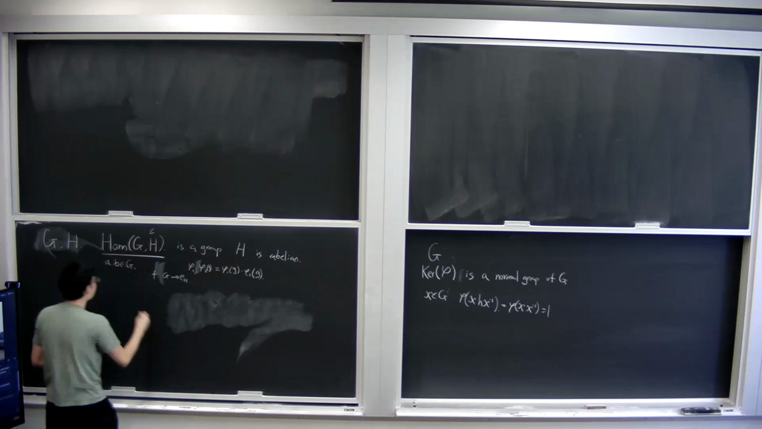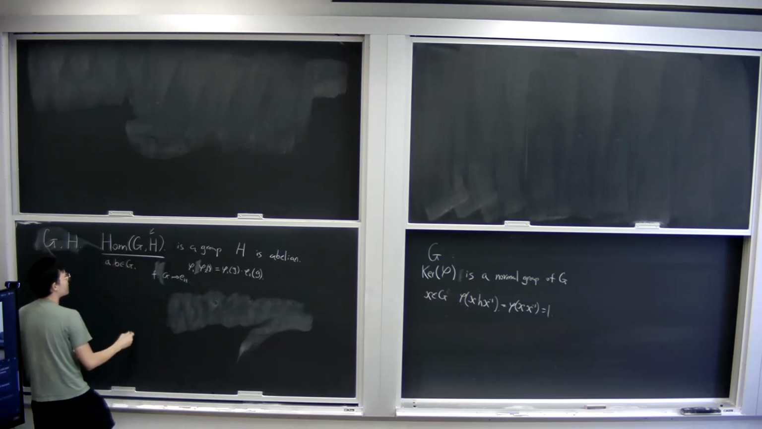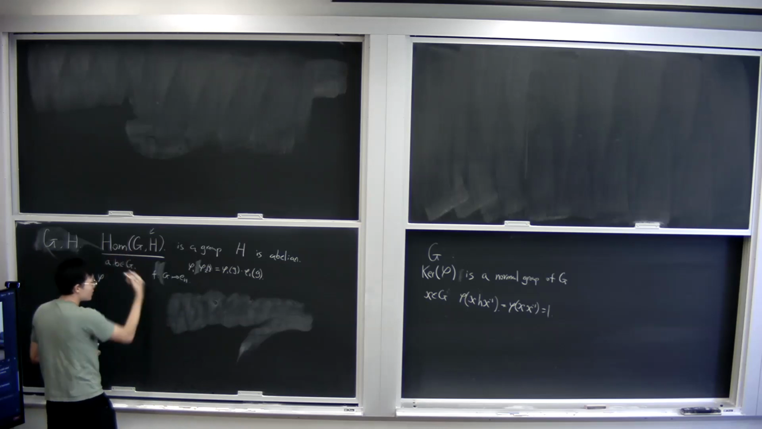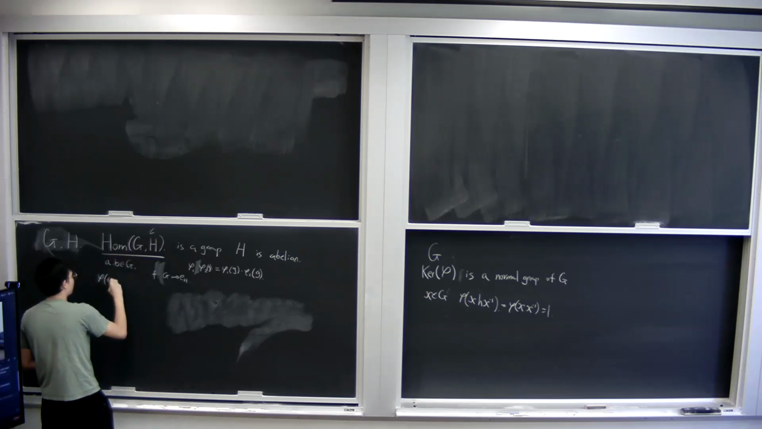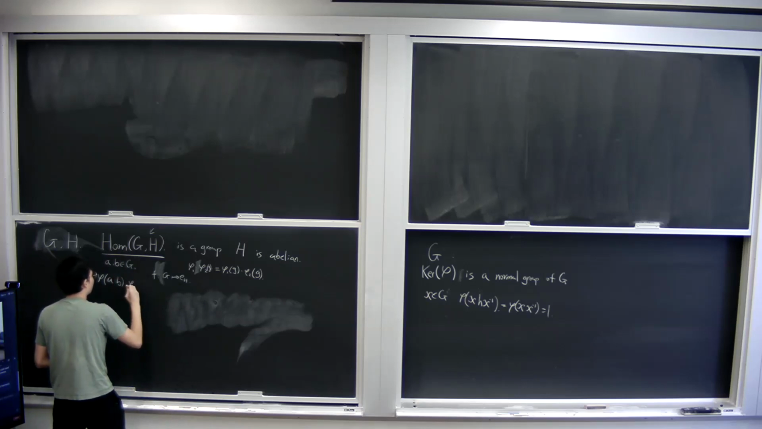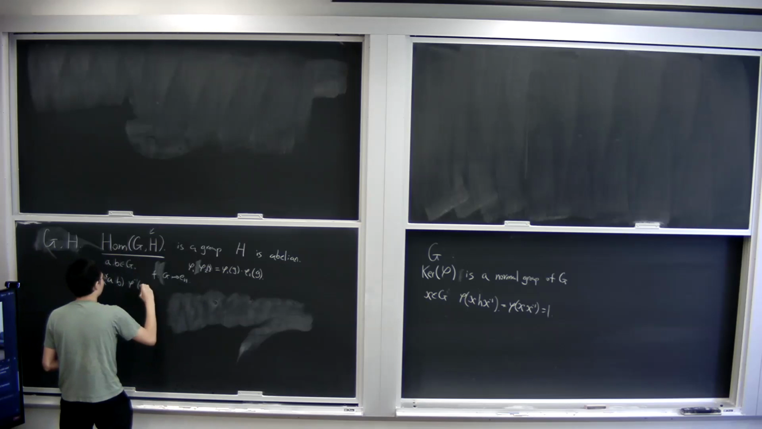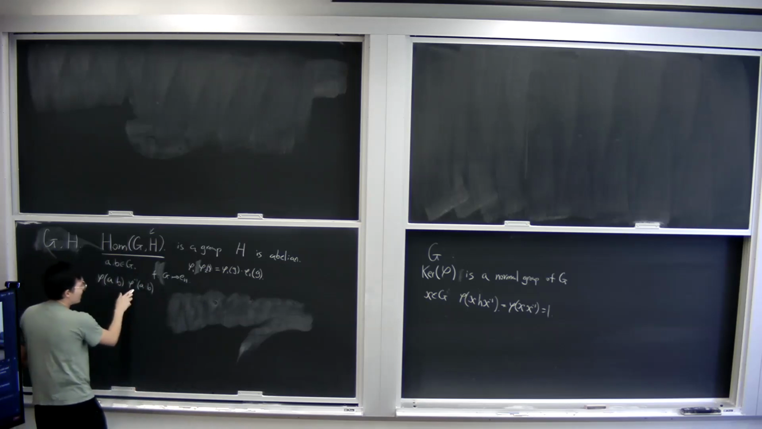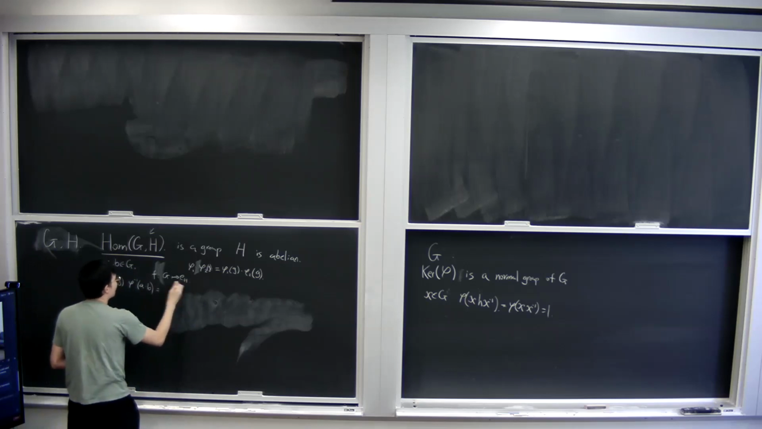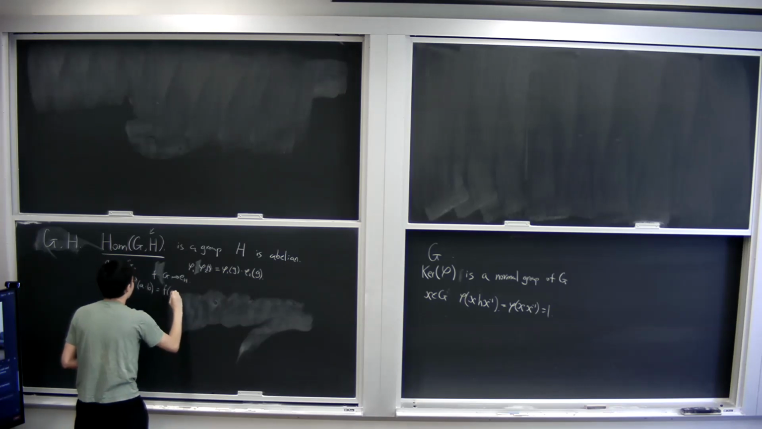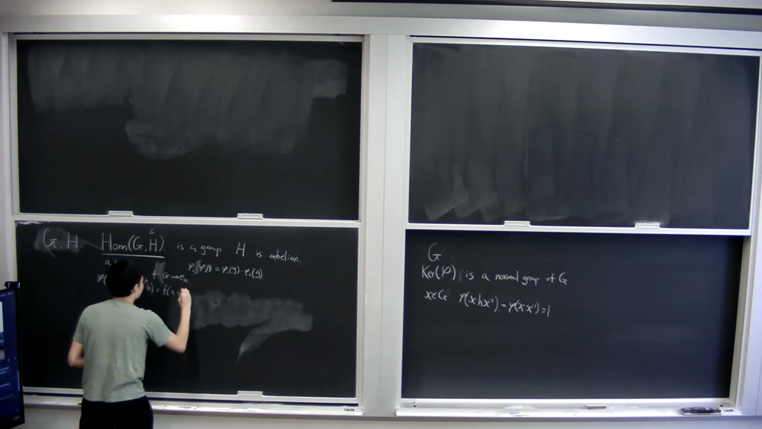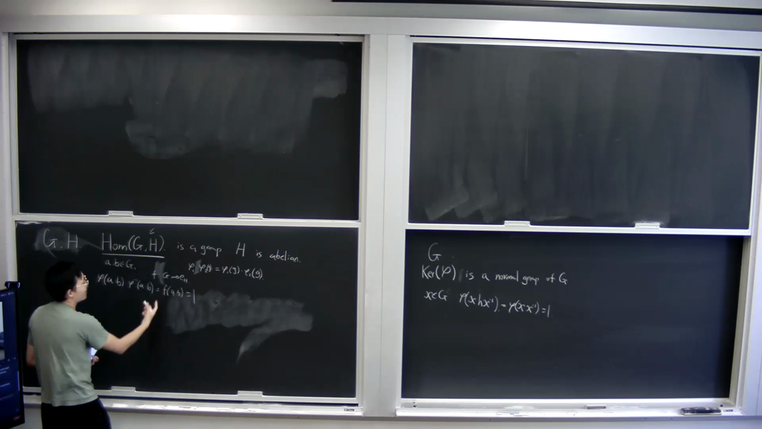So in this case, for any elements A, B in G and an arbitrary homomorphism from G to H, when we multiply by its inverse, this thing has to be equal to f of A times B, which is equal to 1 by definition.